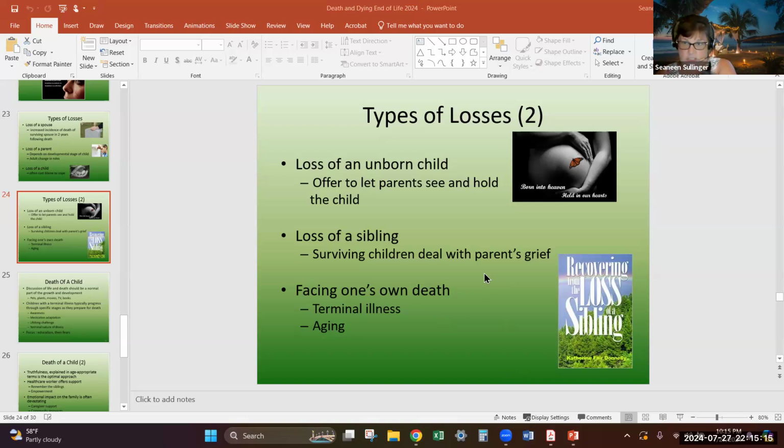Facing your own death. So talking about generativity versus stagnation, as well as ego integrity versus despair, and immortality versus extinction. I don't know, it's different for everyone. Everybody looks at it differently. Some people are very much, yep, I'm ready, and other people are terrified of dying.